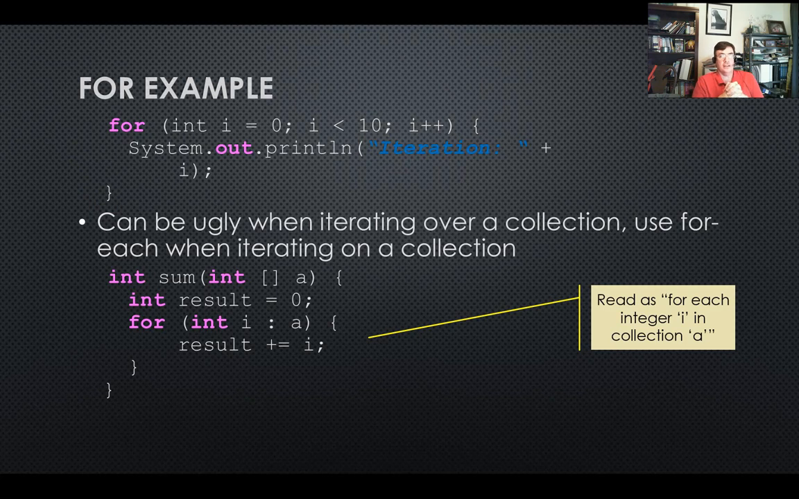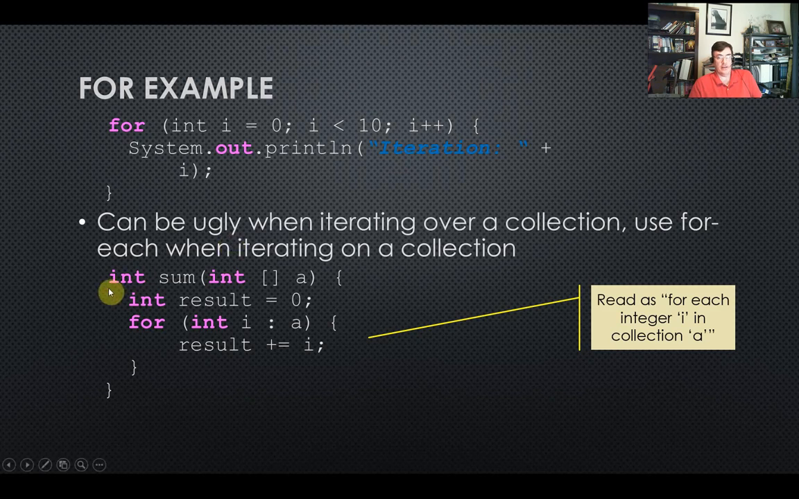So the for logic can get a little bit cumbersome and ugly when you're iterating over collections. Collections are outside the scope of this Introduction to Java course, but you've been introduced a little bit to the array when we talked about the main method. That's the public static void main that takes an array of strings called args. So we'll look at this example.